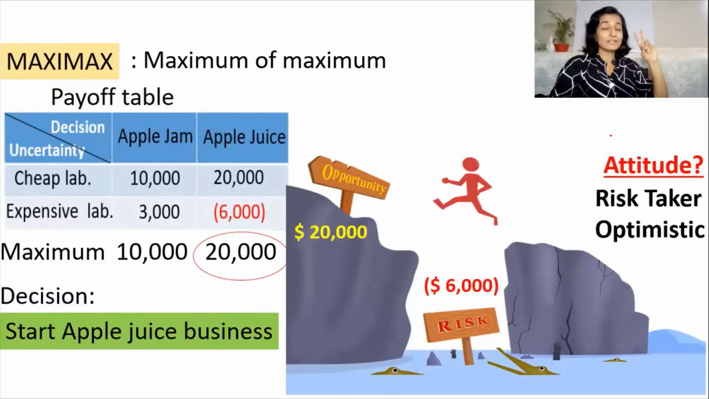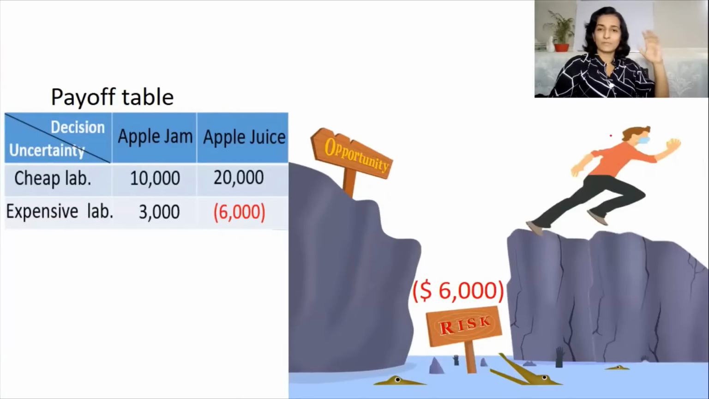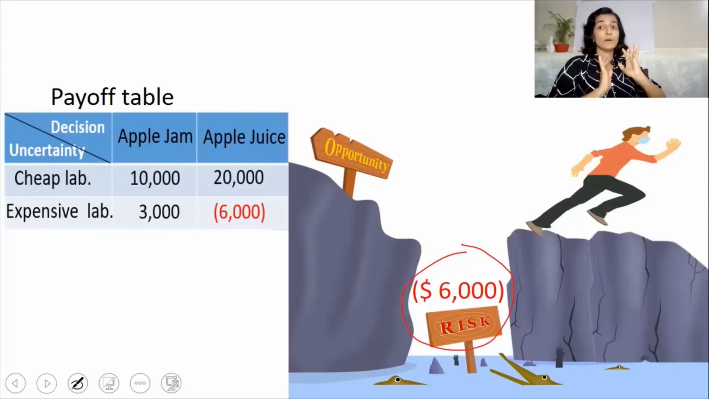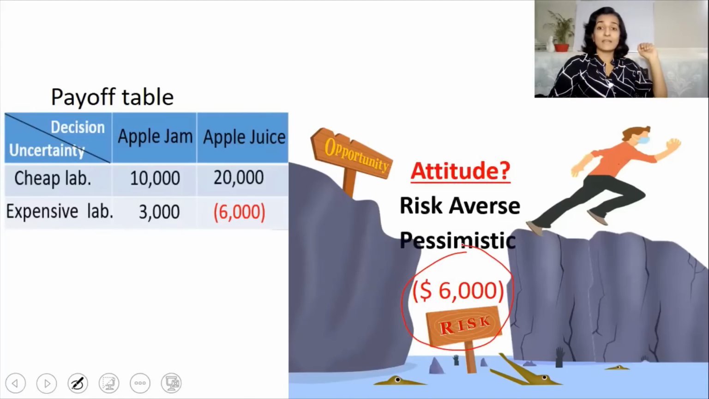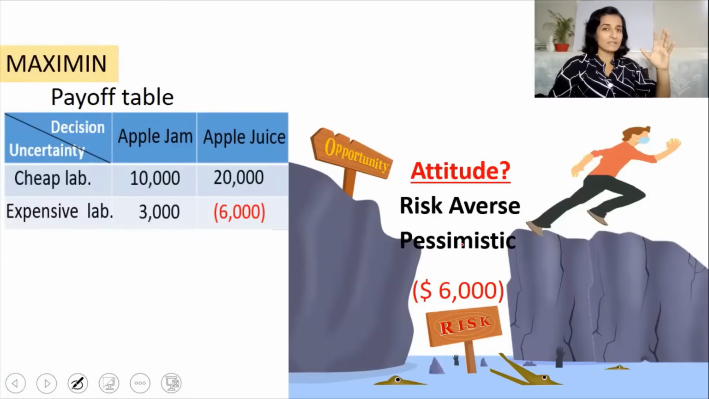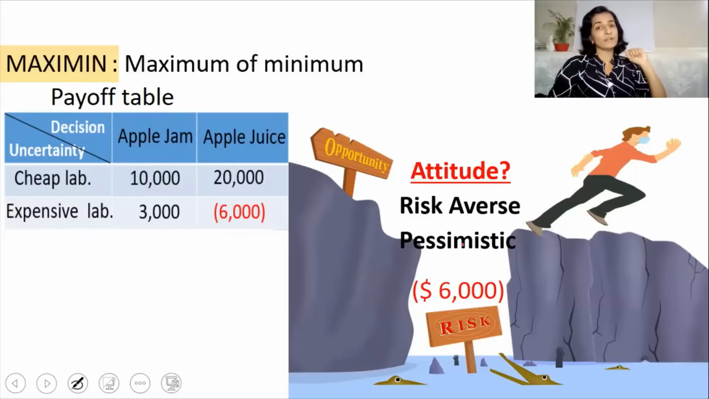Now coming to the second risk attitude. This person is running away from the risk. He's fearful about the losses. And this kind of attitude is known as the risk averse or a pessimistic person. He expects bad things to happen in future. So the approach that he takes is Maximin approach. And the meaning is maximum of the minimum.